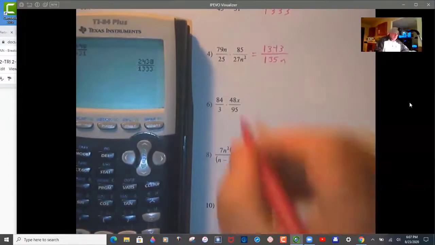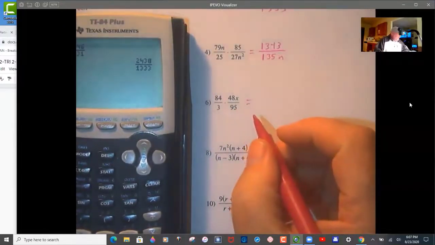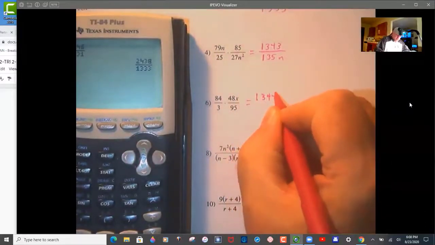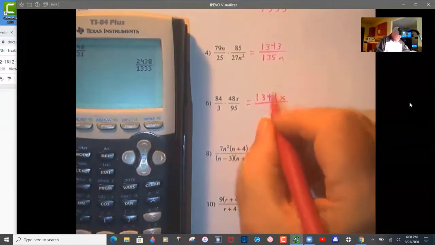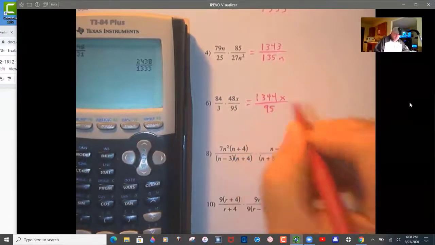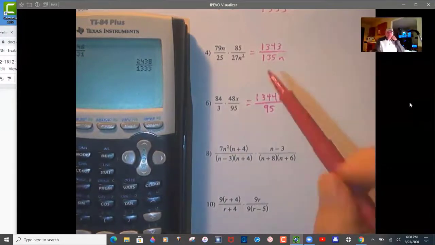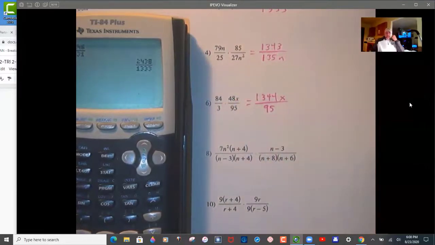So number 6, same thing. You are looking to simplify 84 times 48 over 3 times 95. So 1344, and then just the x, that doesn't simplify with anything, over 3 times 95 simplified will be just a 95. So there's some obvious canceling in there. The 3 would go into the 48 16 times, and then 84 times 16 is 1344.